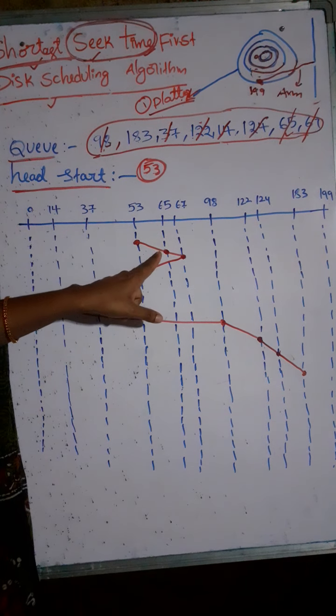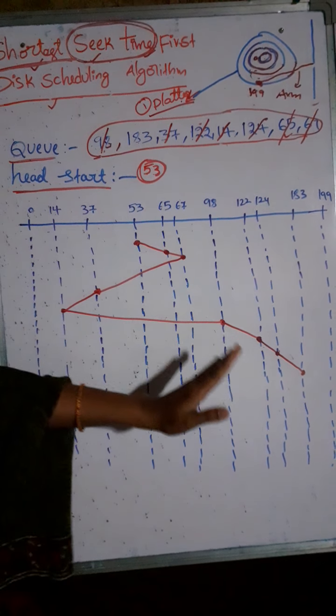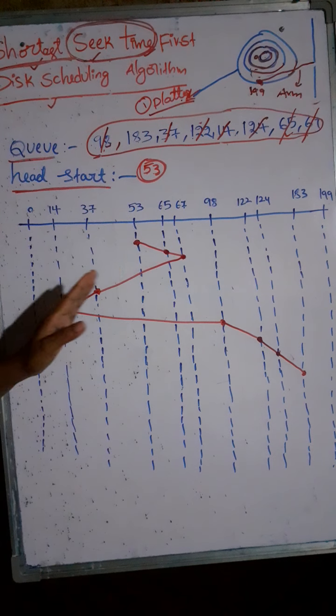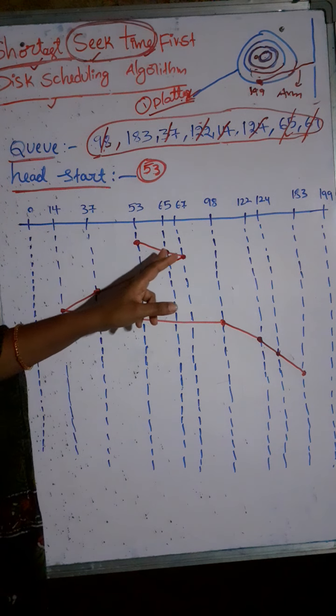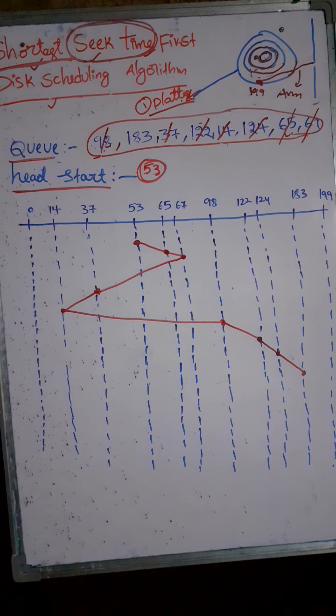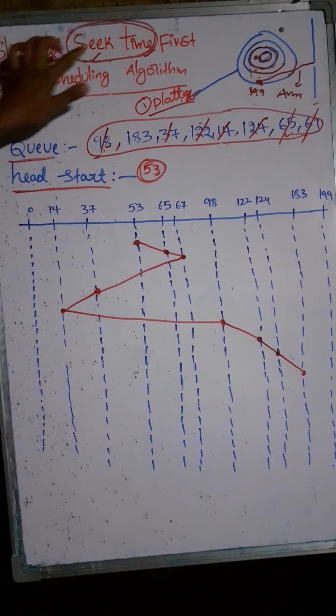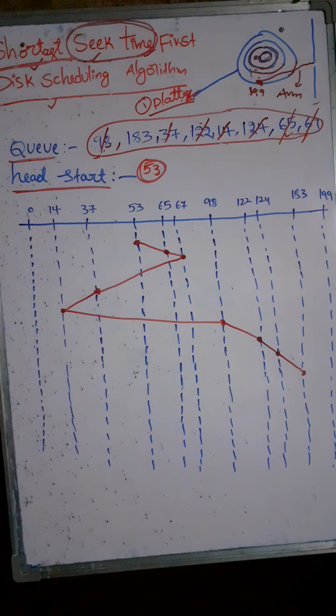Then after 65, which one is nearest to 65? 67. So it requires less disk arm movement, so we have chosen the 67. Like that, we have to choose the request which requires the shortest seek time. So this is called the shortest seek time first disk scheduling algorithm.